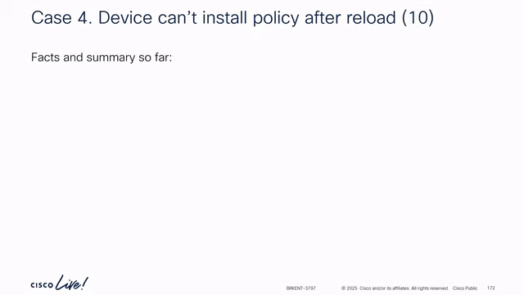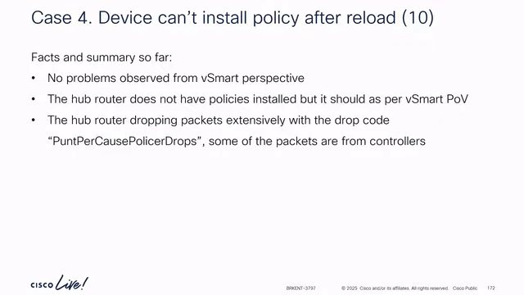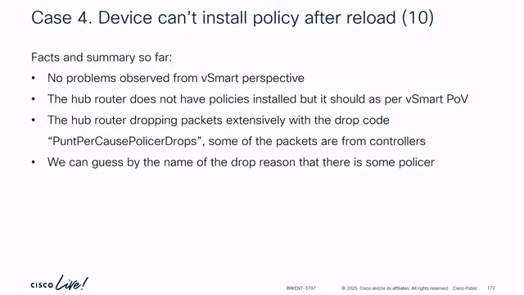Interesting. So let's summarize so far. No problems observed from the perspective of vSmart. vSmart is doing what it is supposed to do. It's functioning as expected. The hub router does not have any policies installed, but it should, as per vSmart point of view. The hub router is dropping packets extensively with that drop code, right? And we can guess by the name of the drop reason that it's some kind of policy configured. And the reload was the trigger.